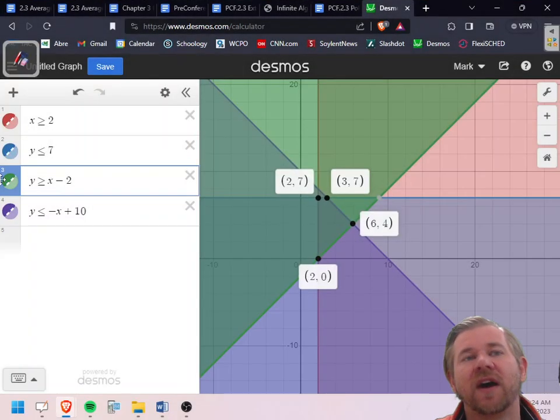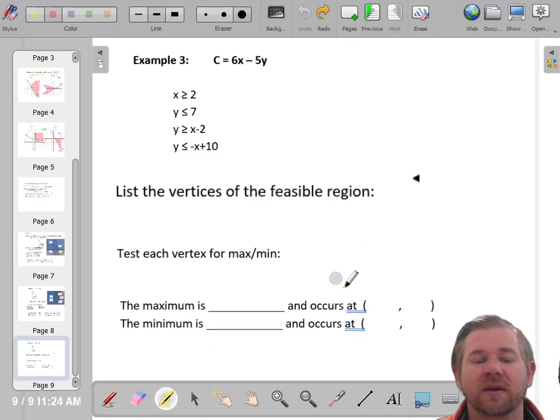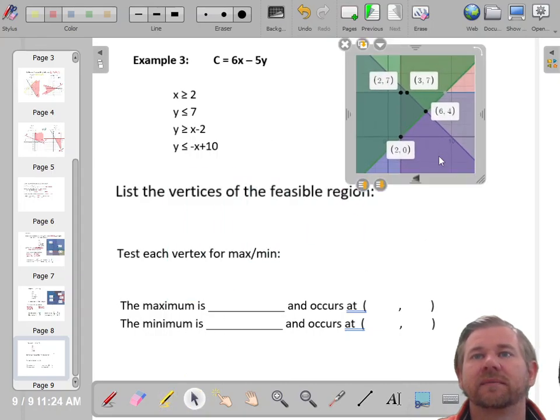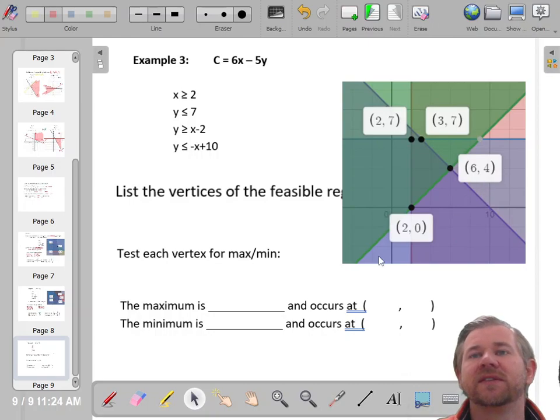Can be kind of tricky to find. If it helps, look: to the right, underneath. So that's why those are getting boxed off. And then up here, that's green, and purple just chumps that guy right there. So we got our vertices right here. You can see the vertices: 2, 7; 3, 7; 6, 4; 2, 0.